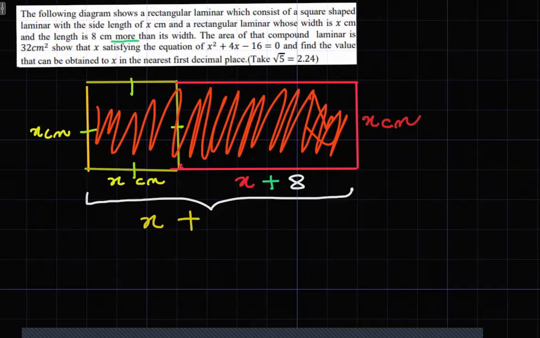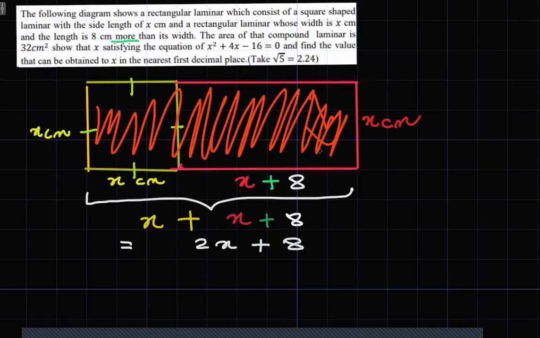The length consists of two parts, the yellow part and the red part. So the yellow part is x, and to get the entire length, we have to add x with x plus 8. Then we get the entire length of the compound lamina. So what is x plus x plus 8? That's 2x plus 8.